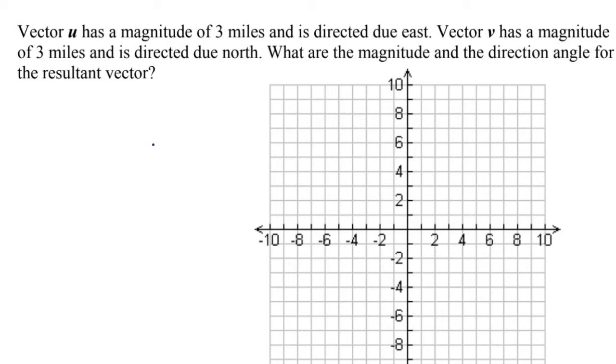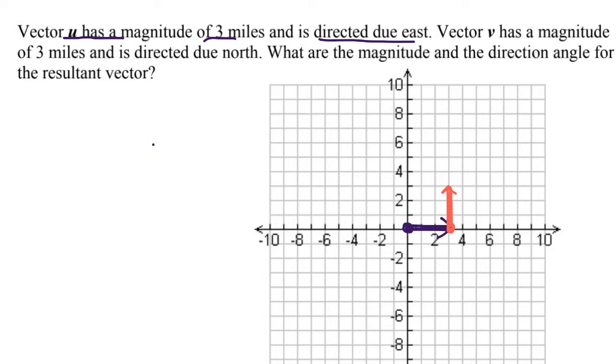For our first example, we have vector u, which has a magnitude of 3 miles and is directed due east. So we start at the origin and go 3 miles due east. Then I'm going to have another vector that starts where this one stopped. It has a magnitude also of 3 miles, but is directed due north. So I start here and go 3 miles due north, and so I have that vector.